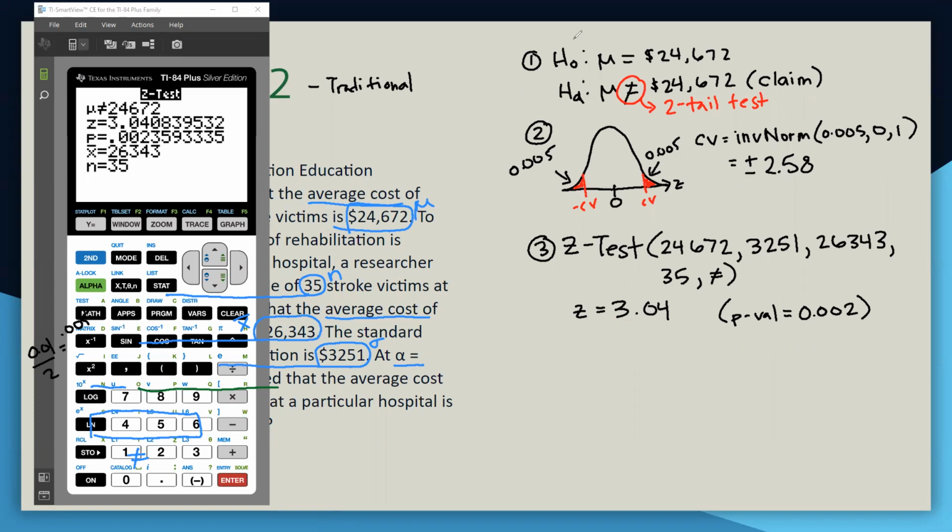Okay, so we're going to take that number and we're going to plot this in our picture. And we know that this is positive, so I'm looking at the right tail. And that cutoff is 2.58. 3.04 is bigger than that. So we are solidly in that red reject tail. So I know for my next step, I'm rejecting the null.